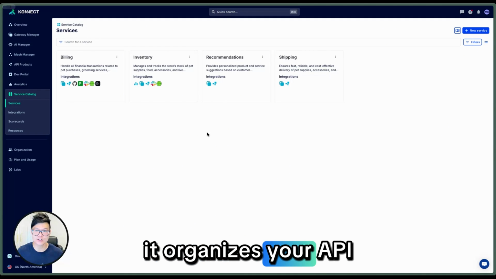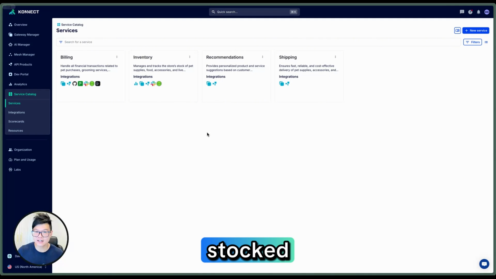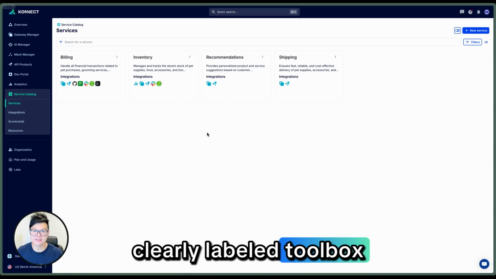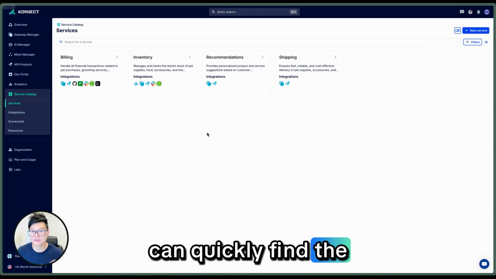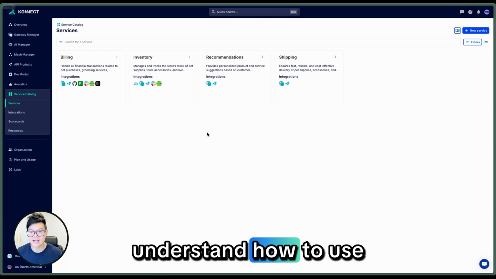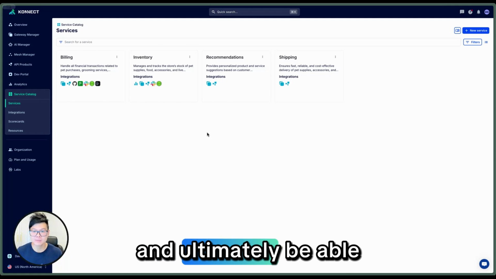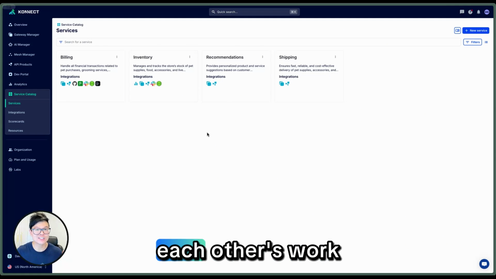It organizes your API sprawl into a well-stocked, clearly labeled toolbox so that your teams can quickly find the right APIs to use, understand how to use them, and ultimately be able to reuse and leverage each other's work.